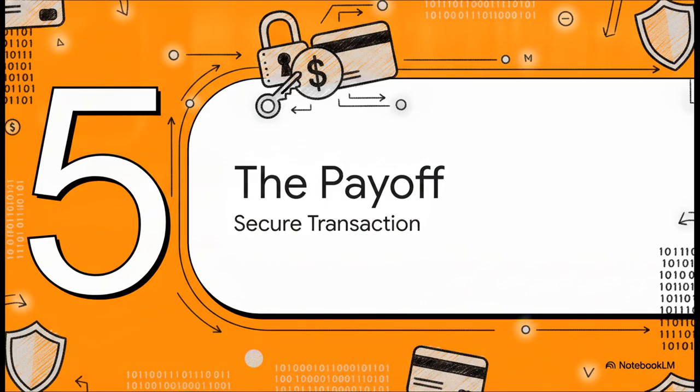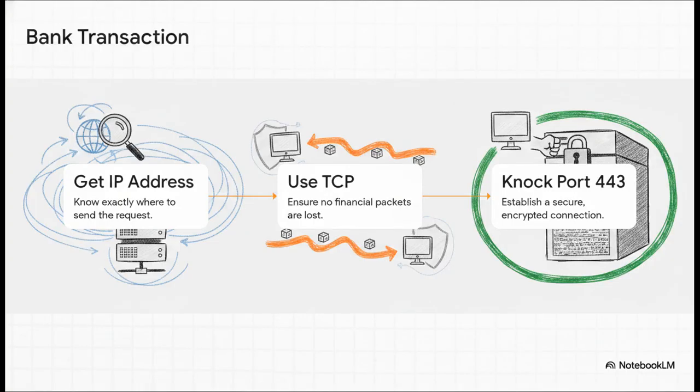Part 5. The payoff. Executing a secure bank transaction. Let's see how this all builds together into something you do every single day. Imagine you want to securely check your bank balance online right now. Here is the invisible physics making that happen. Step 1. Your computer looks up the bank's IP address to know exactly where on the internet to send your request. Step 2. It chooses the TCP delivery method, actively shaking hands with the server because we absolutely cannot afford to lose any financial data packets along the way.